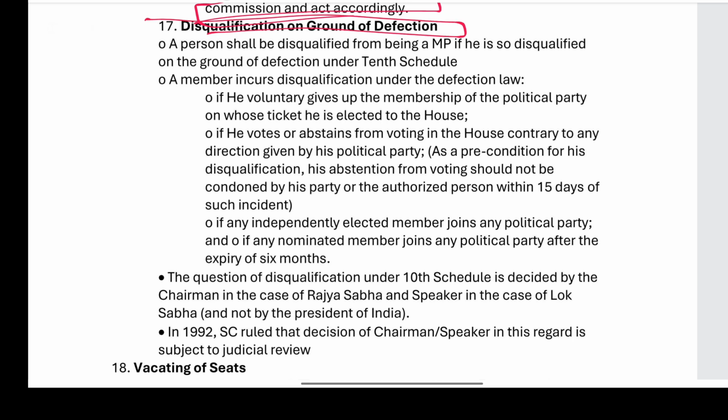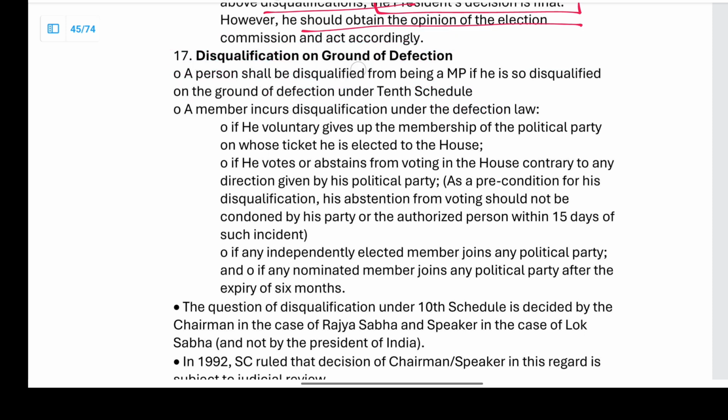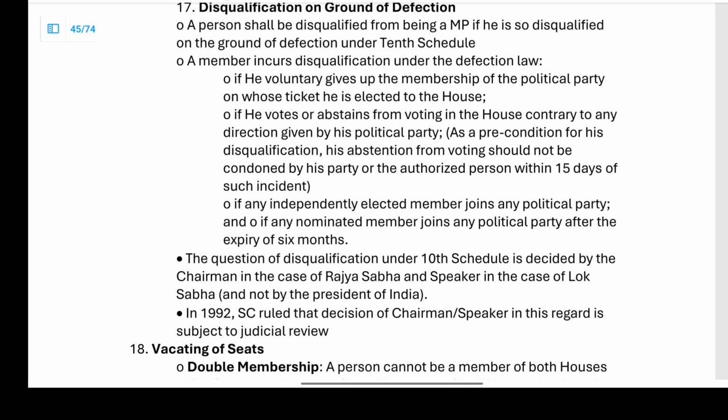Now, the disqualification on the ground of defection: a person shall be disqualified from being a member if he is disqualified on the ground of defection under the 10th Schedule. If he voluntarily gives up the membership of the political party on whose ticket he is elected. If he abstains from voting in the House contrary to any direction given by his political party.